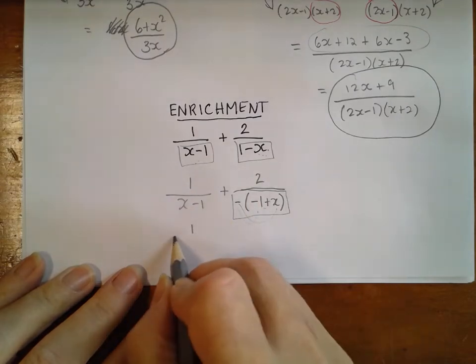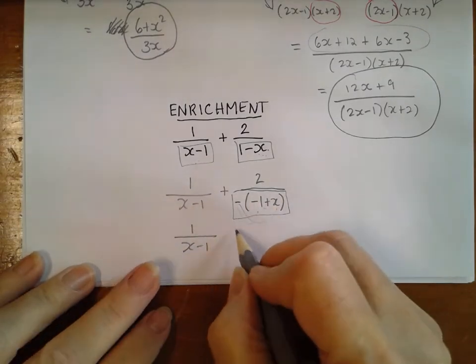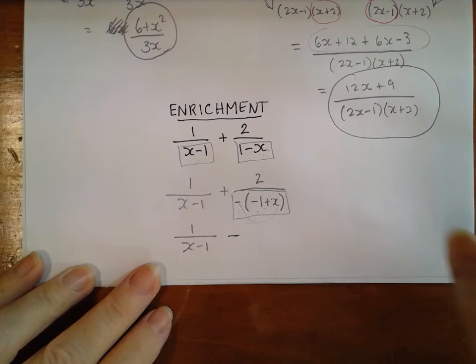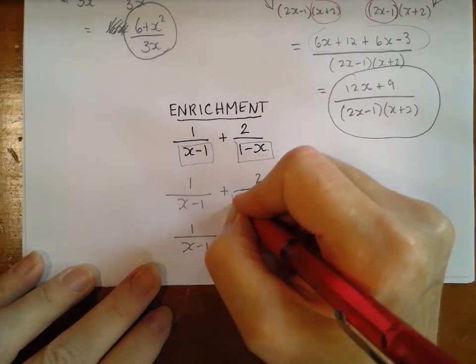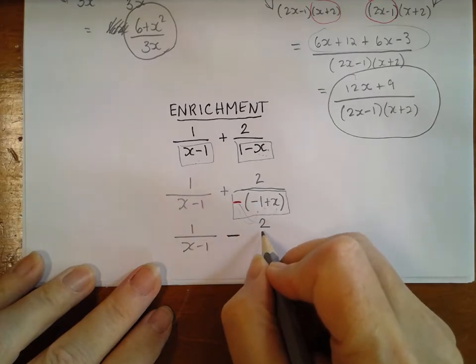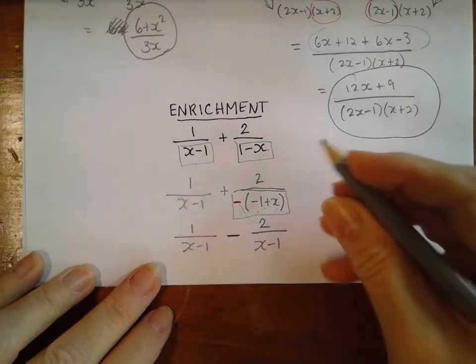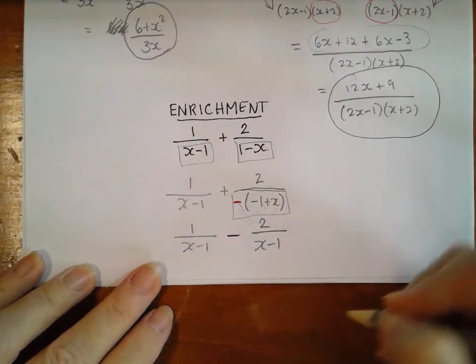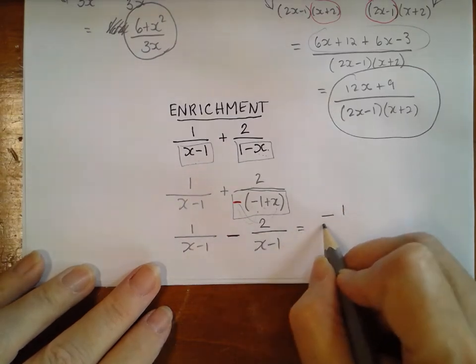I could say this is 1 over x minus 1 minus, that's this sign here, 2 over x minus 1. Is that all right? X minus 1, just wrote it the other way. So that's negative 1 over x minus 1.